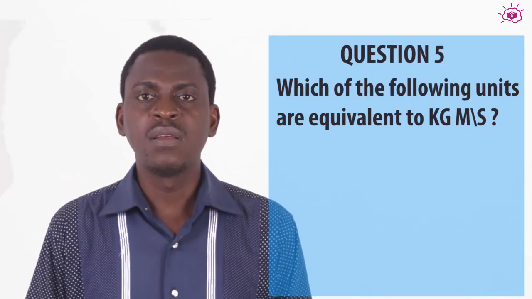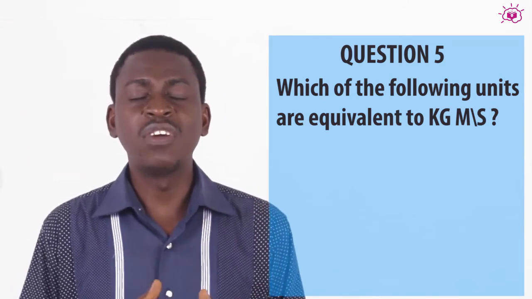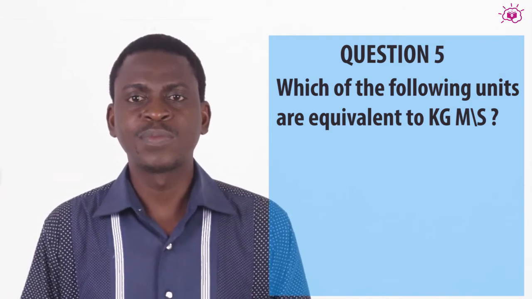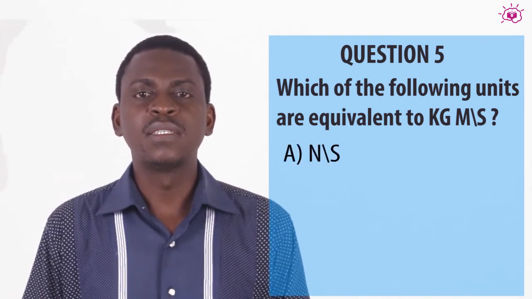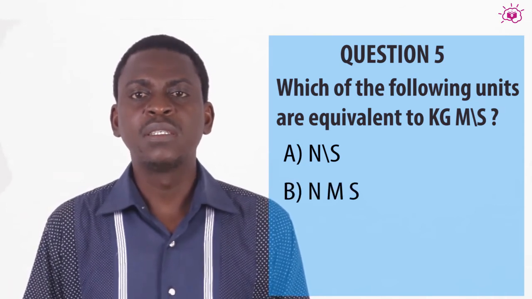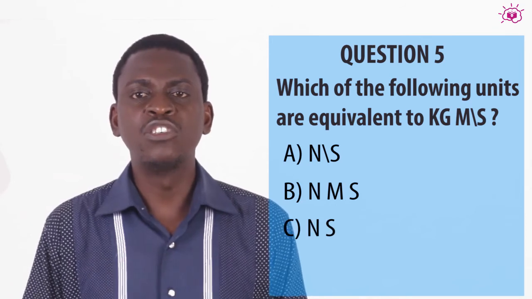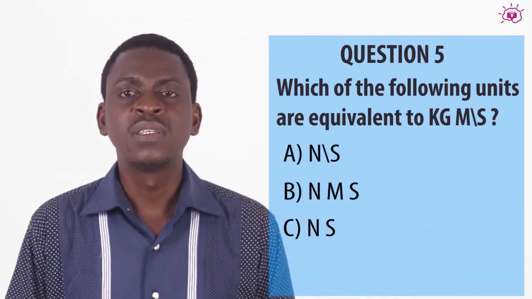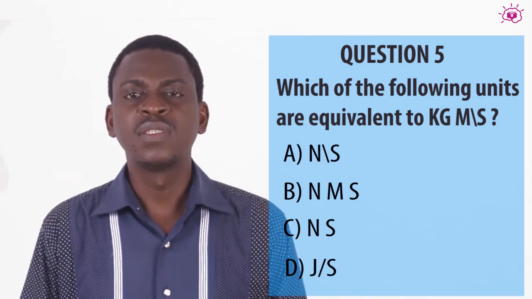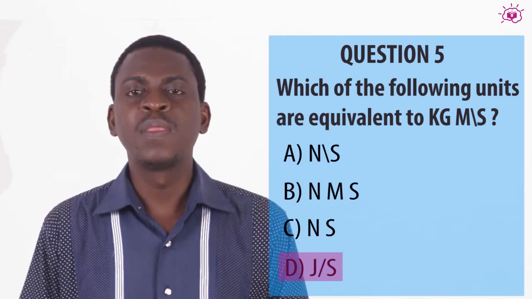Number 5. Which of the following units is equivalent to kilogram meter per second? A. Newton per second. B. Newton meter second. C. Newton second. D. Joule seconds. And the answer to this question is D.